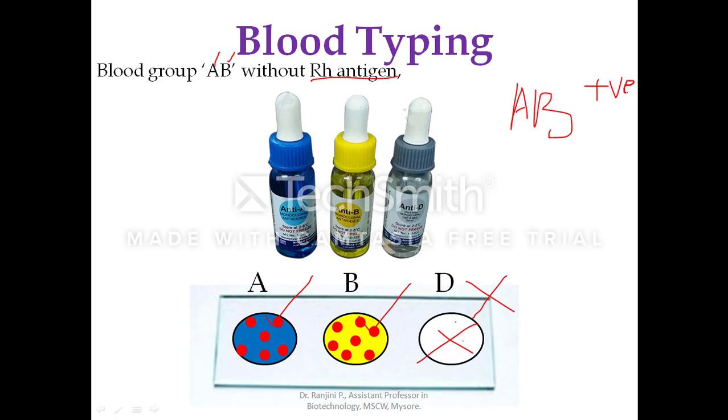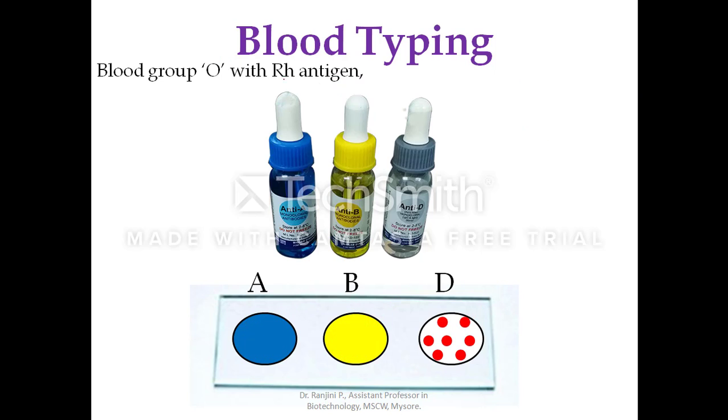AB positive. So this is regarding identifying the blood group of an organism: the presence or absence of agglutination will decide the blood group of the individual. Next, suppose the RBC is not carrying any antigen A or B. A and B are absent, but he has only the RH antigen on the surface of the RBC.